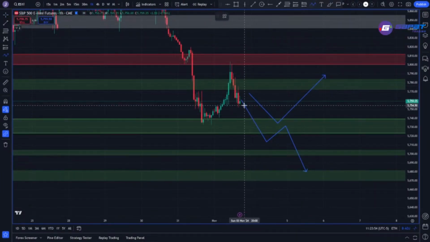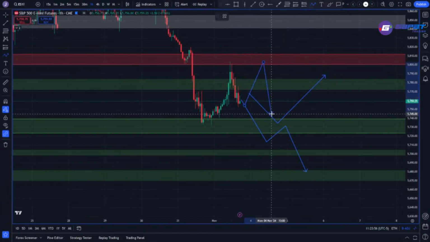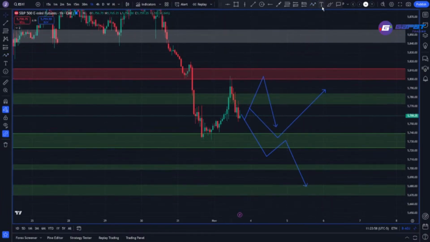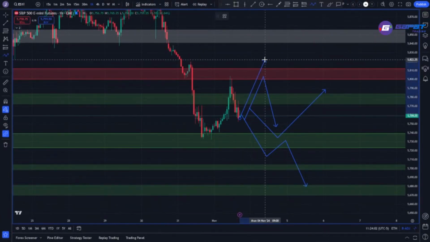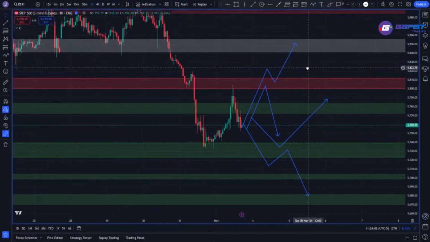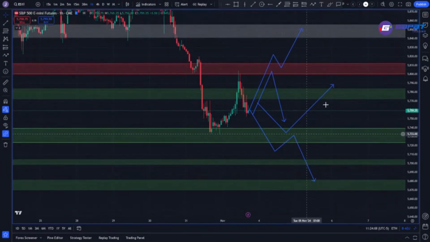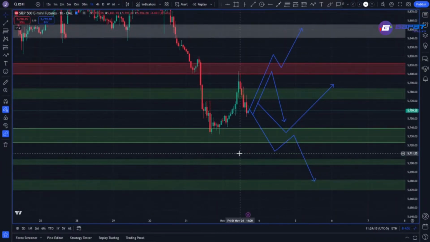So could we see price come back up and reject again? Or could we see price come back up, break above, pull back into bull bear, and continue back long? These would be the major ideas that I would have.